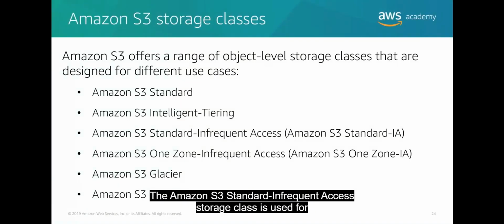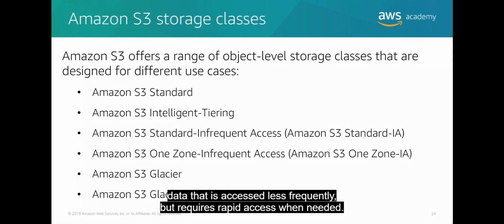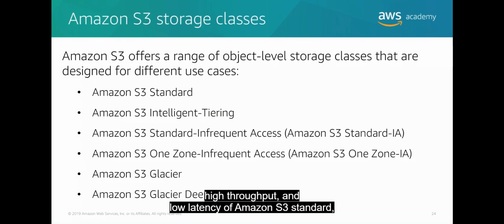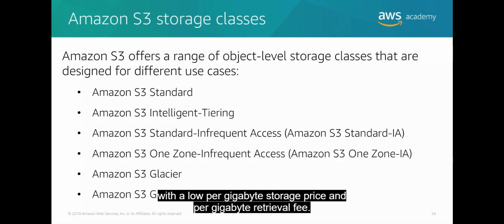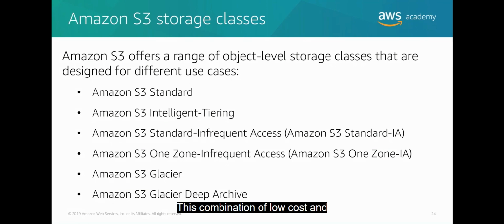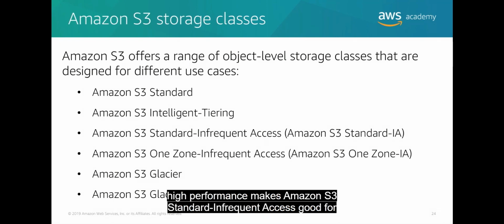The Amazon S3 Standard Infrequent Access storage class is used for data that is accessed less frequently, but requires rapid access when needed. Amazon S3 Standard Infrequent Access is designed to provide the high durability, high throughput, and low latency of Amazon S3 Standard with a low per gigabyte storage price and per gigabyte retrieval fee. This combination of low cost and high performance makes Amazon S3 Standard Infrequent Access good for long-term storage and backups, and it's a data store for disaster recovery files.